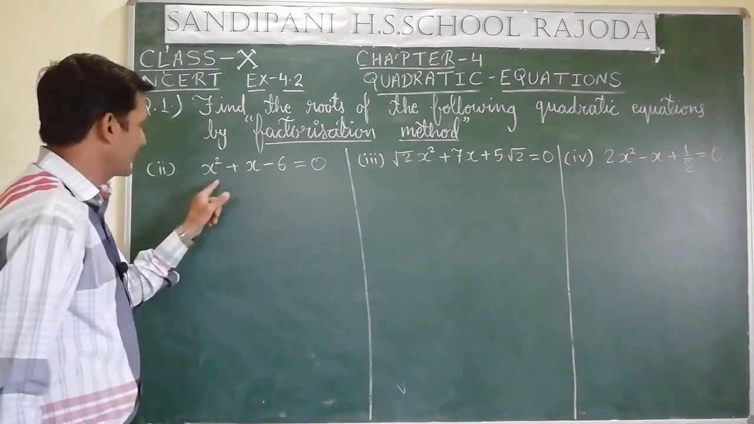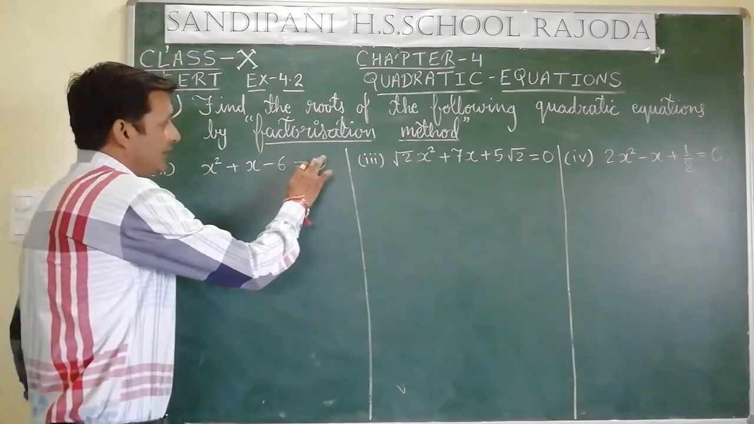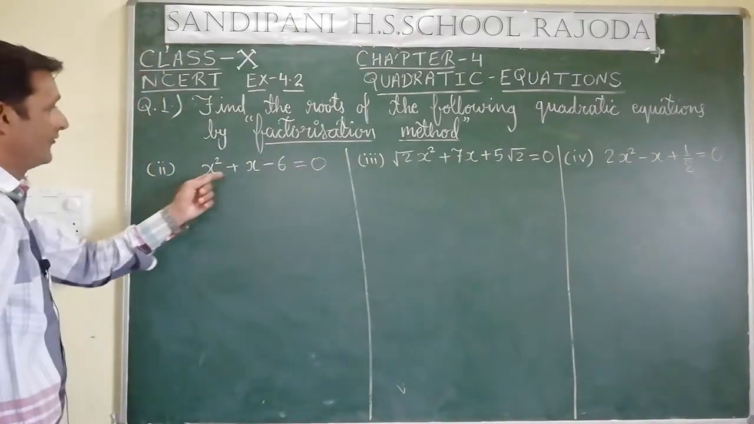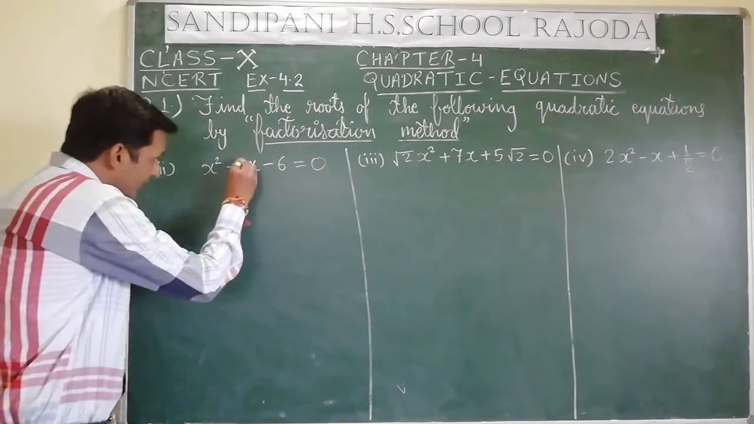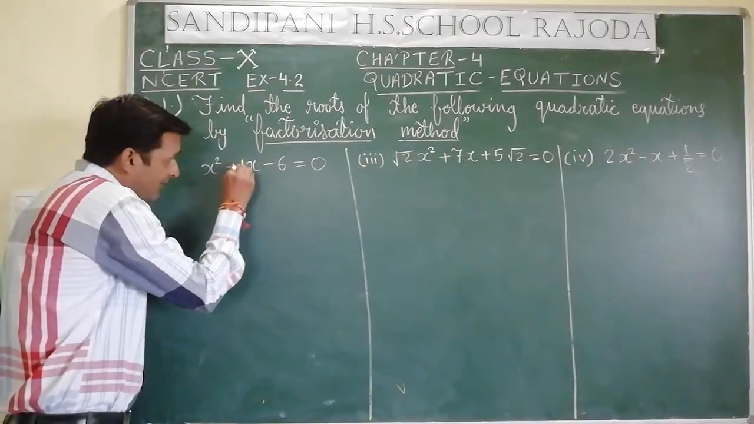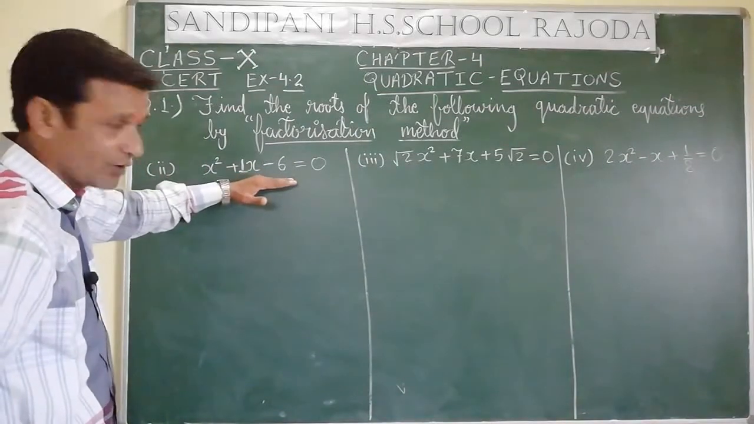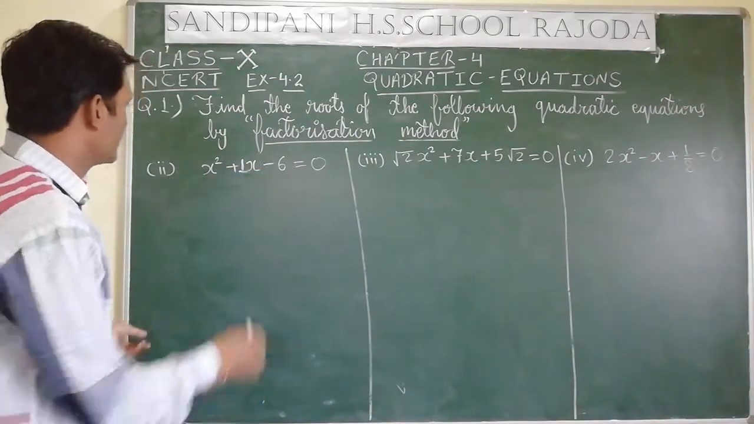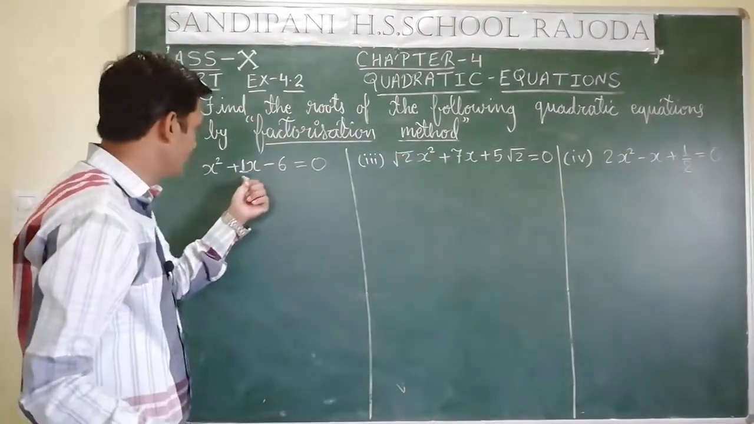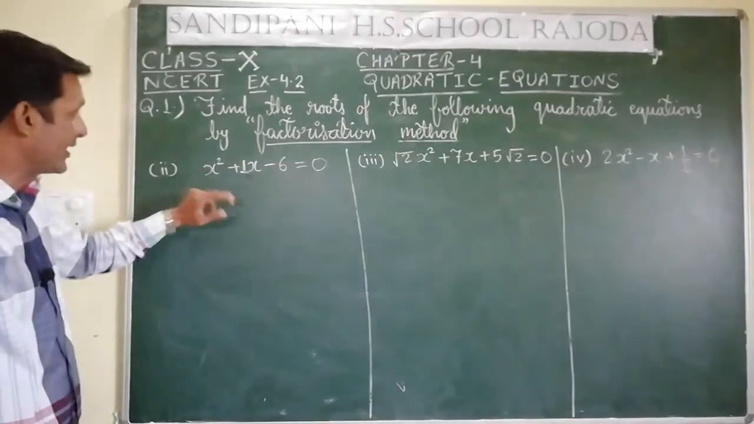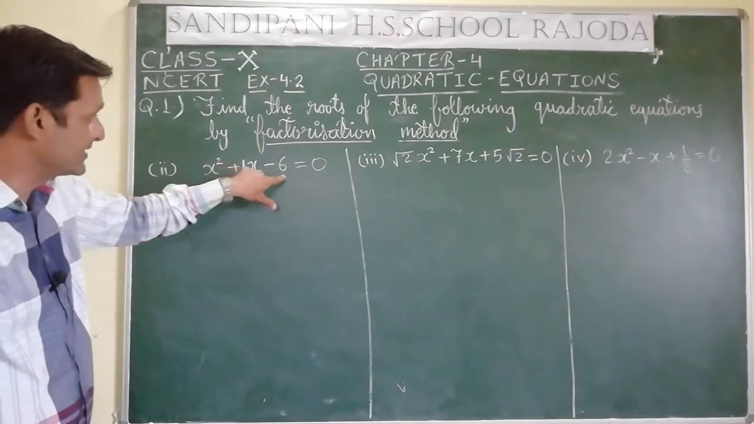Our second question is x square plus x minus 6 is equal to 0. Here, if there is no number written before x, it means the sum we should have is 1 and the product we should have is minus 6. Suppose nothing is there as the coefficient of x, it is understood that it is 1 only. So now x square plus 1x minus 6 is equal to 0.